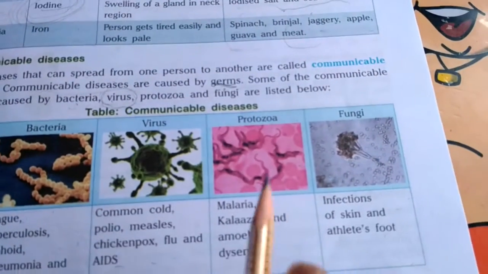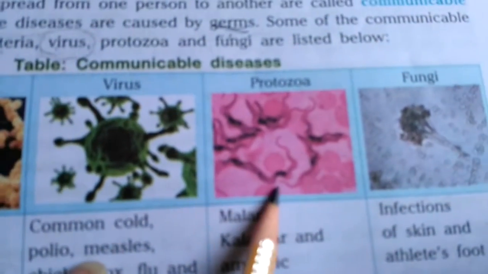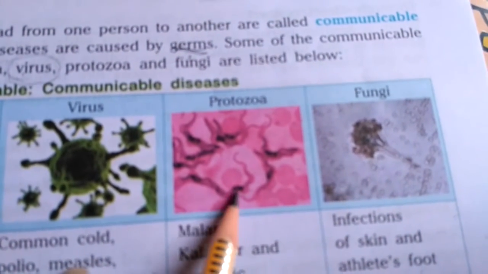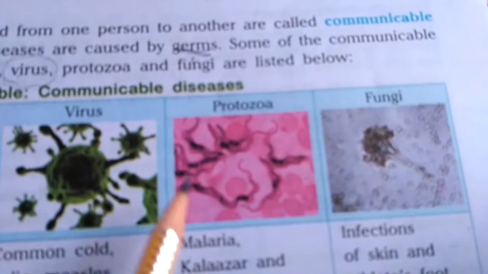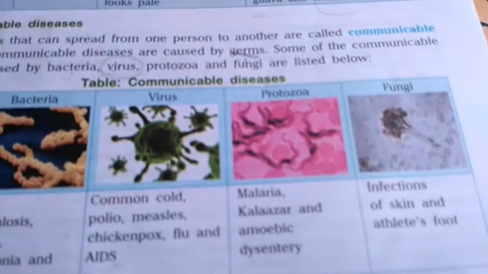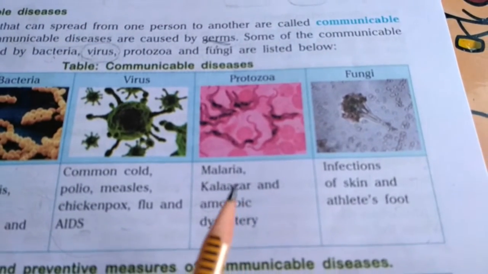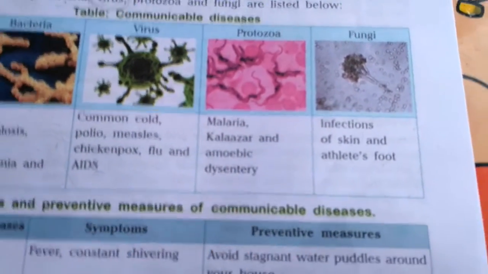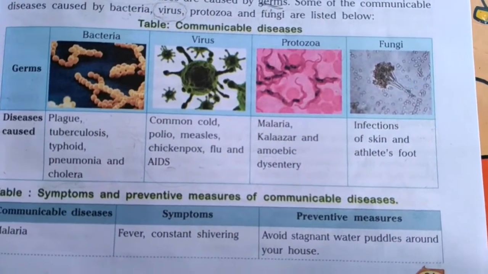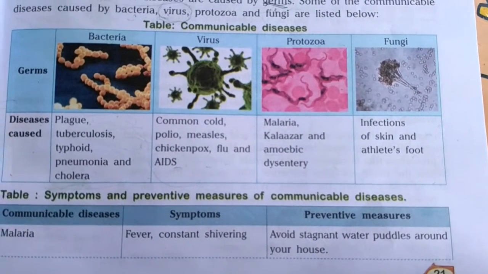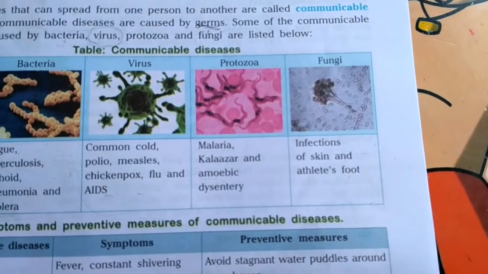Moving on to the next picture, that is of protozoa. What are the diseases caused by this protozoa? You can see all these black and pink wave-like structures. This is the structure of this protozoa. The disease caused is malaria, when there is a very high fever, shivering, weakness in our body, kala azar, and amoebic dysentery. Amoebic dysentery is when you are suffering from loose motions, vomiting, weakness in your body and all that. So these are the diseases caused by protozoa.